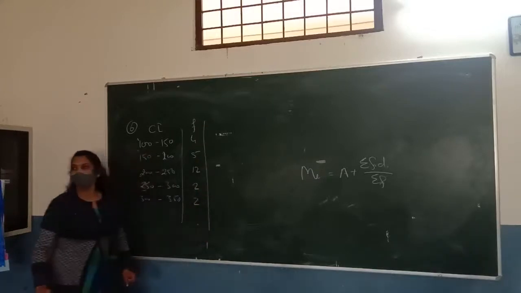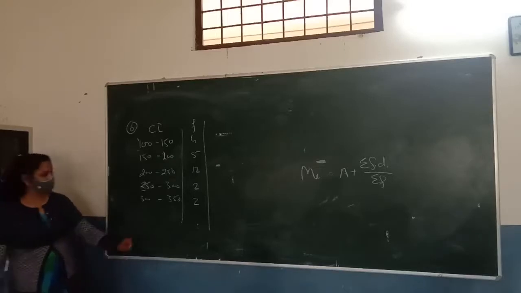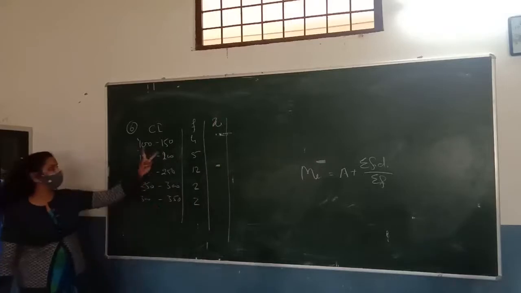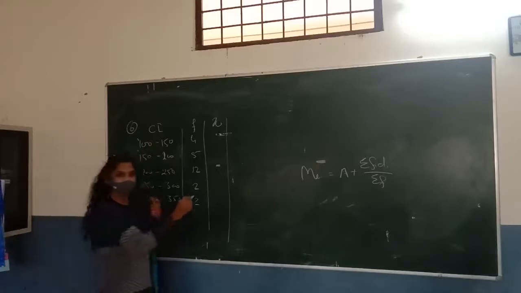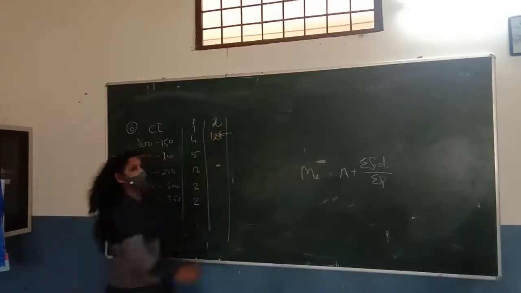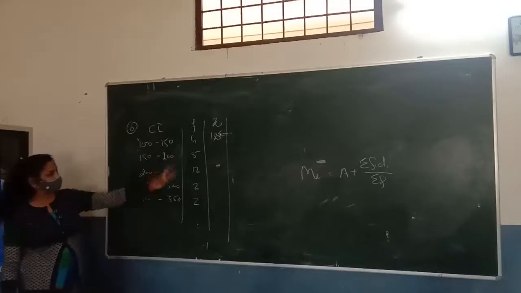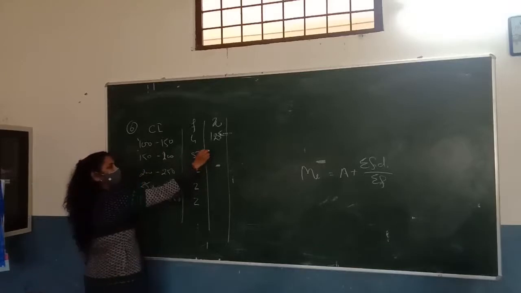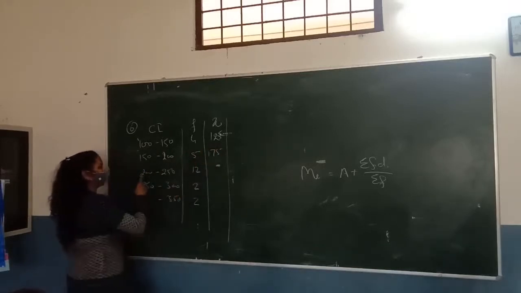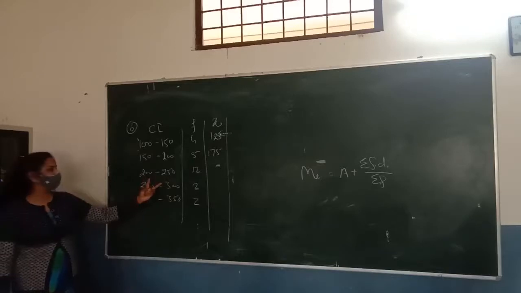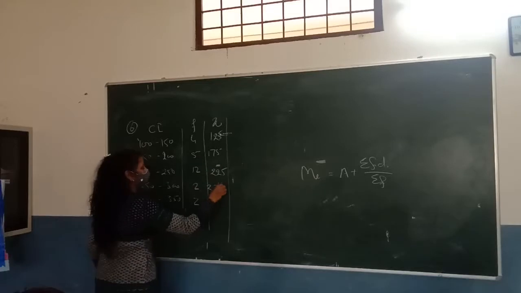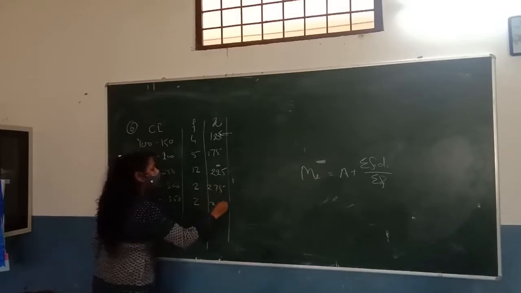So first, you should draw the xi column. xi means the class mark, the mid values of these class intervals. It will be 100 plus 150 upon 2, which is 125. Rajat, can you tell me the xi values? Yes, ma'am. It will be 175, and then the mid value of this one will be 225. Then 275.